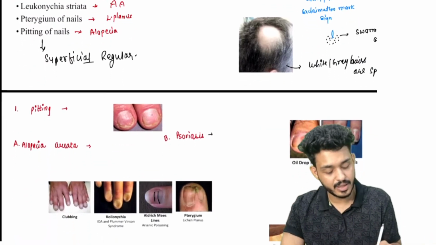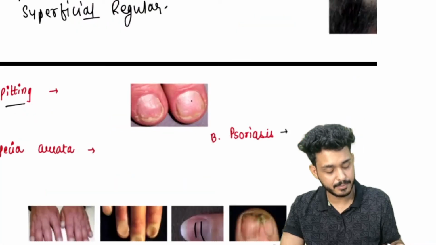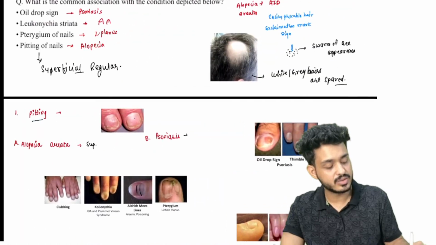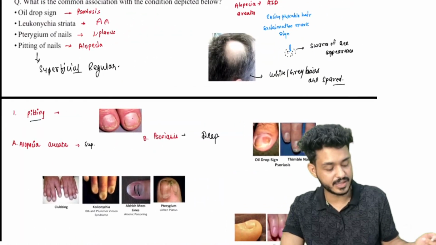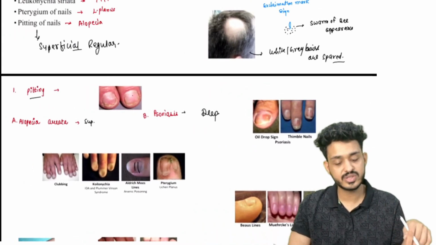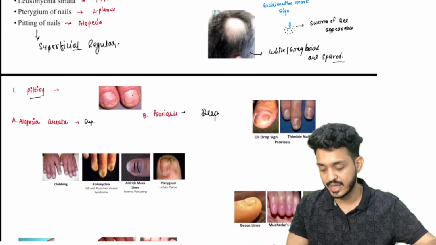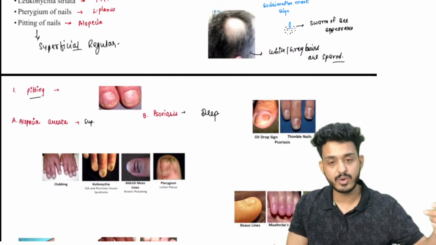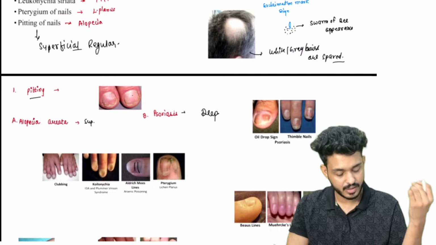Try to answer. This is your pitting. Basically, alopecia areata will have what kind of pitting? Superficial pitting. Psoriasis will have deep pitting. These are the signs. These are basically all the nail pathologies on a slide. I have gathered all the important nail pathologies for you, so these are the ones you have to study.